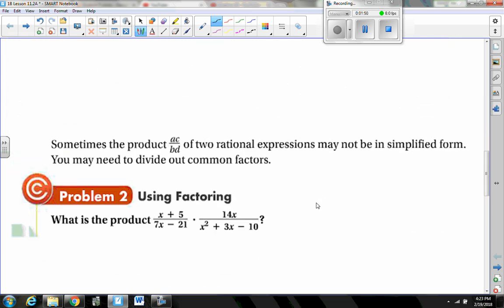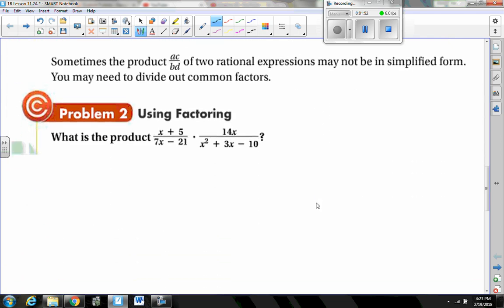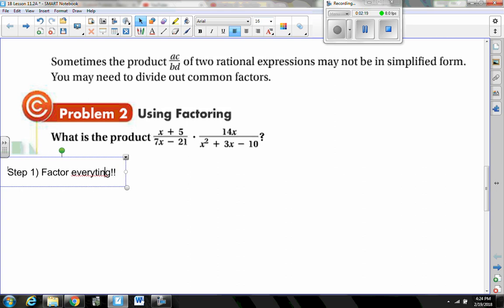All right. Now, the type of problem that we need to worry about more is something like this, where we have a bit crazier looking rational expressions here that we need to deal with, and at least one of either numerator or denominator on each of the fractions being multiplied can be factored. So, step one, when we do this, step one is factor everything. Okay? Factor everything is step one.